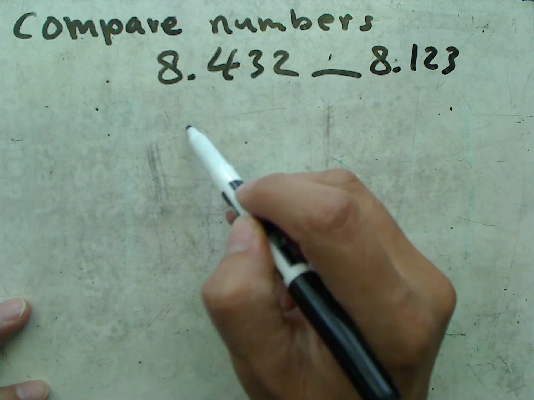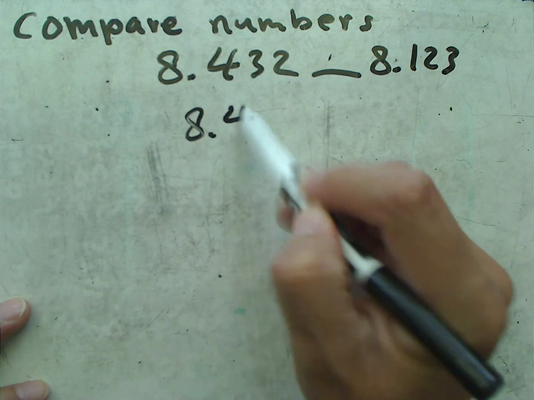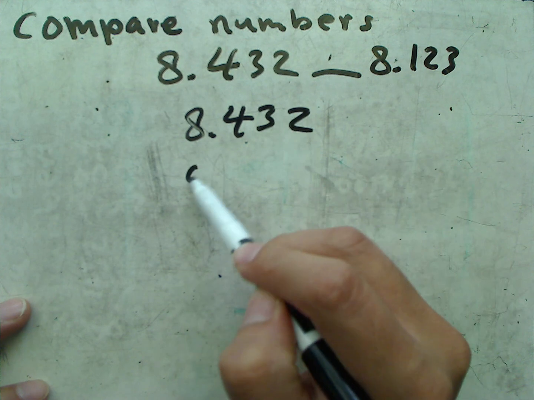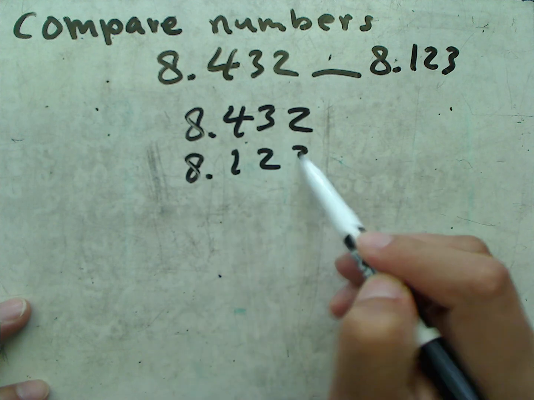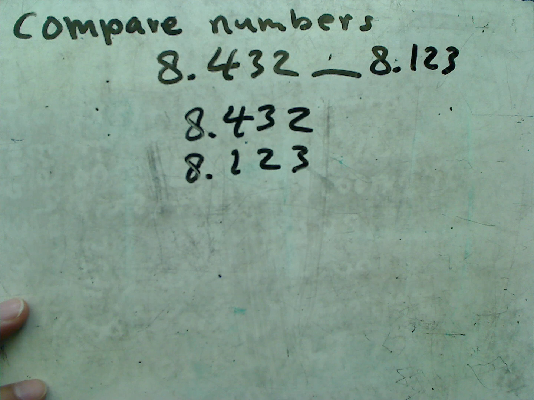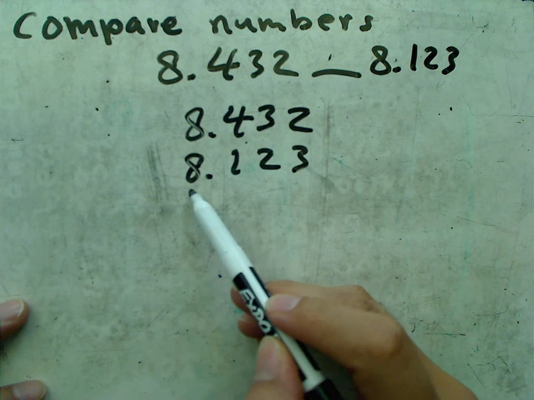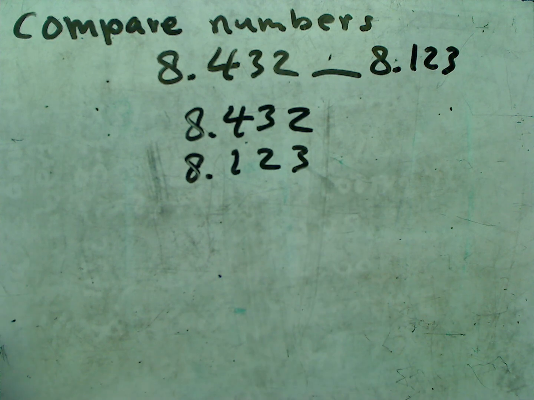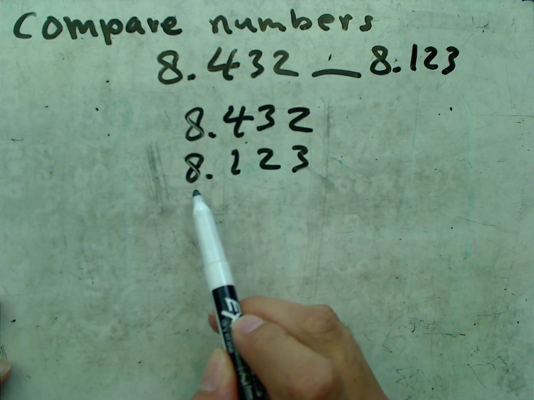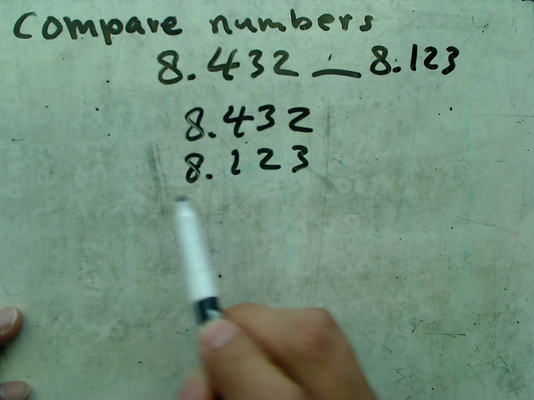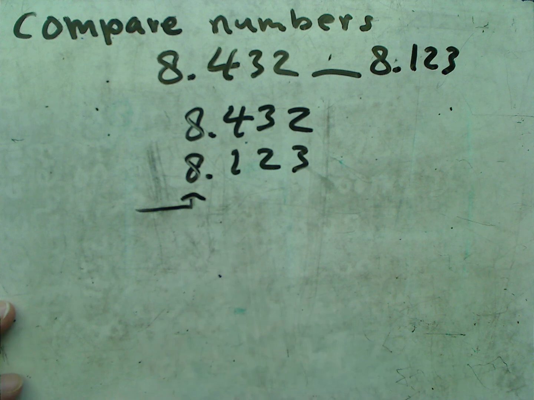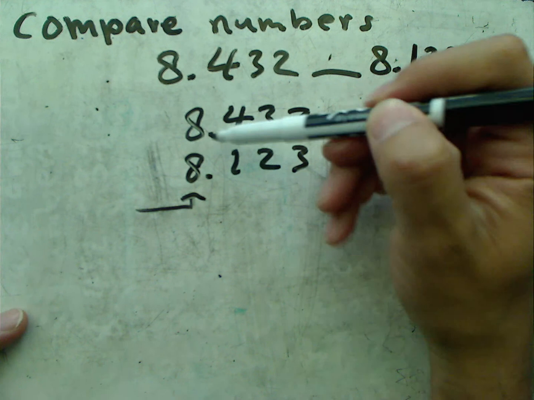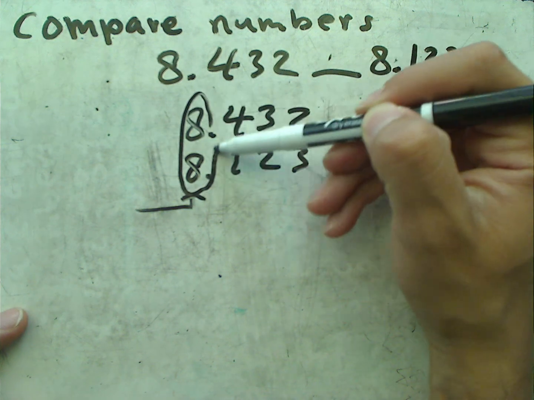So here, if I rewrite my first number on top of my other number, this is how I will line up my numbers by place value. So I lined it up by the ones, tenths, hundredths, thousandths. Now the second step will be to compare each place value starting with the greatest one. So in this example, my ones place would be the greatest place value, so I will compare these two.